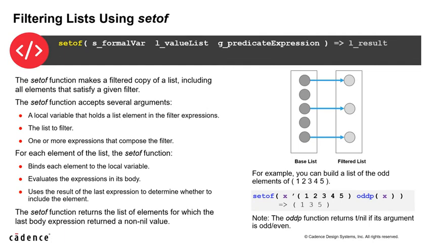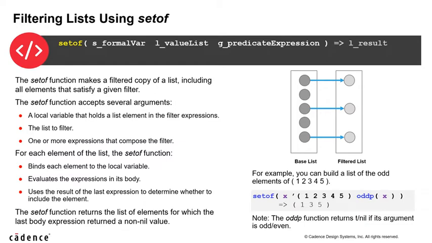Next we'll look at filtering lists. The setof function makes a filtered copy of a list including all the elements that satisfy that given filter. So for example, here we can build a list of the odd elements in the list 1, 2, 3, 4, 5. So you see we have a larger list as input and we have the filtered list or a subset of that list as output.